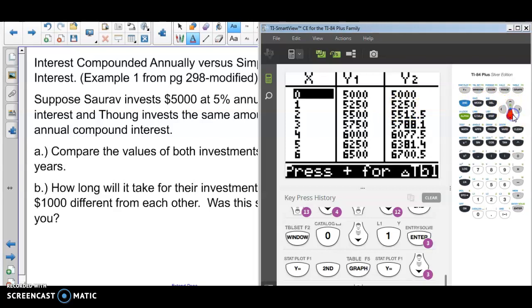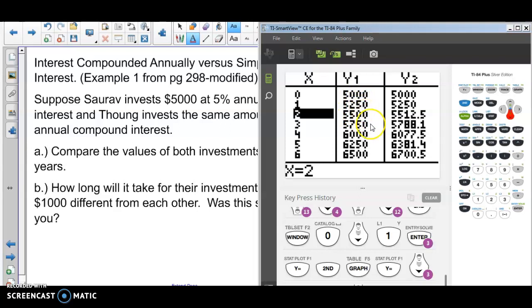So then you look at the second step, and it's simple interest. It looks like Saurav is earning $250 per year, because that would be 5% of 5,000, and we're just going to keep adding on 250. It's a linear relationship. You can see how that's going up. But Tong is going up by a different amount, and it's increasing every year because it's adding 5% of the interest that's been added the year before.